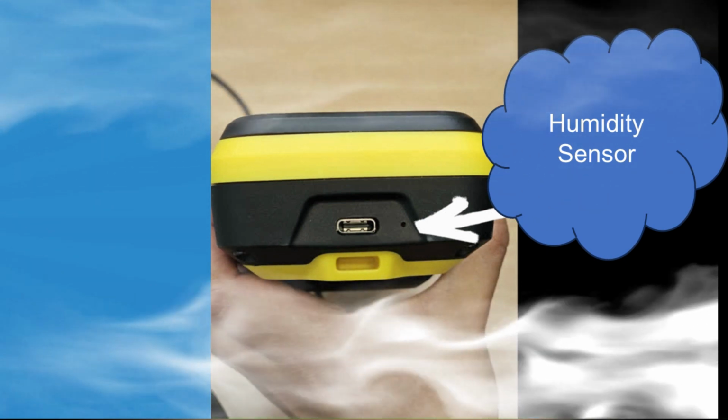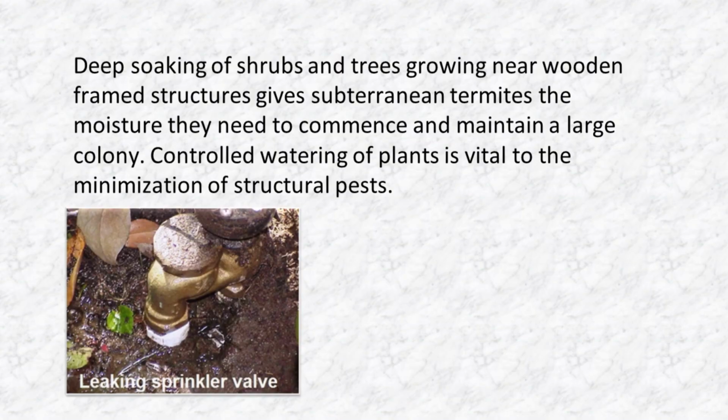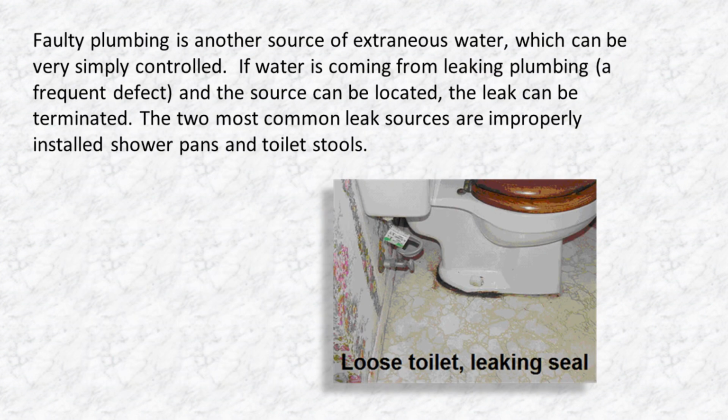Deep soaking of shrubs and trees growing near wooden frame structures gives subterranean termites the moisture they need to commence and maintain a large colony. Controlled watering of plants is vital to the minimization of structural pests. Faulty plumbing is another source of extraneous water, which can be very simply controlled.